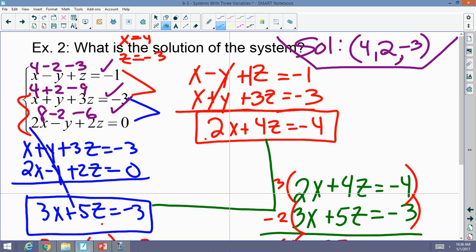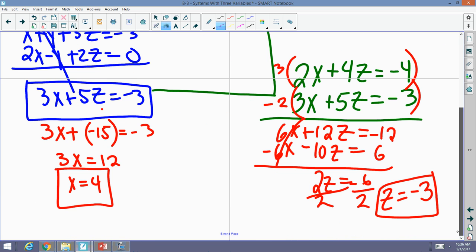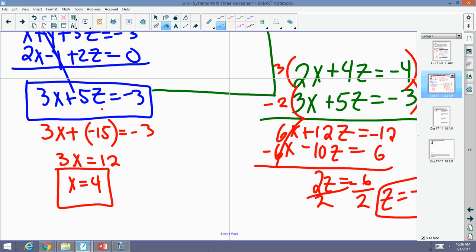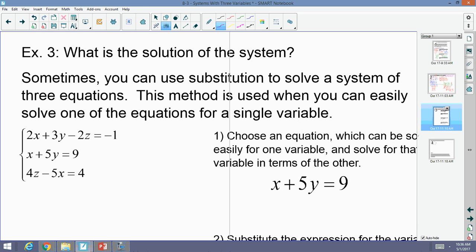Questions, comments, concerns, problems, issues, dilemmas. All right, I'm proud of you guys. You promise? Let's do this. We're almost done. Okay, now. What is the solution of this system?